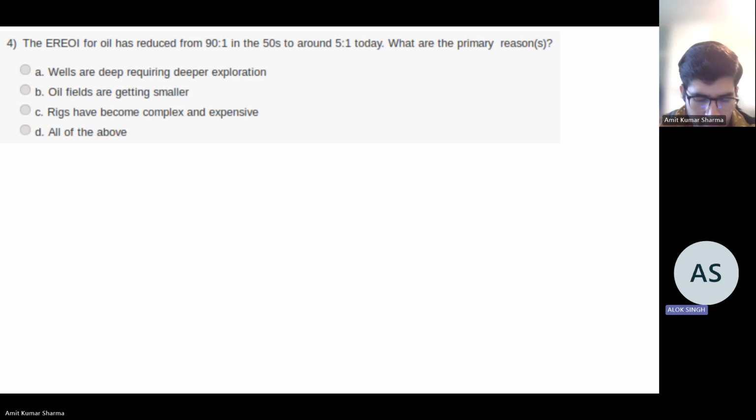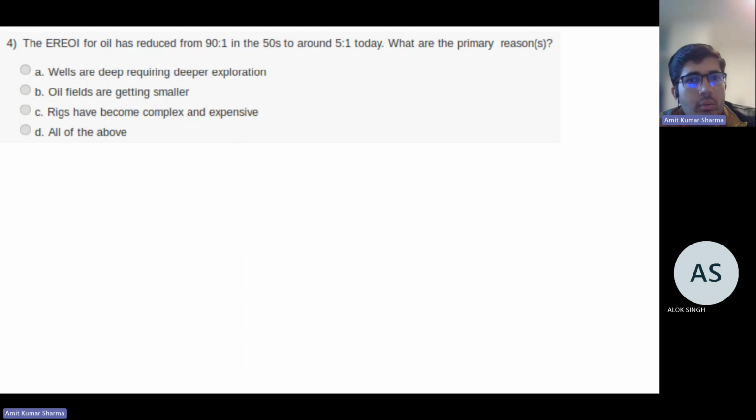Sir, in the lecture notes, it has been covered that in the 1950s we had oil available in a huge amount, like 100. Then as time went on, day by day its value kept decreasing. Now we are at around 3.5 recently. So there might be reasons that oil fields are getting smaller and rigs have become complex and expensive. That's why I think option D will be correct.